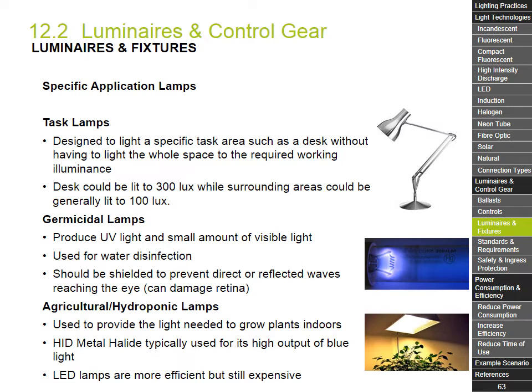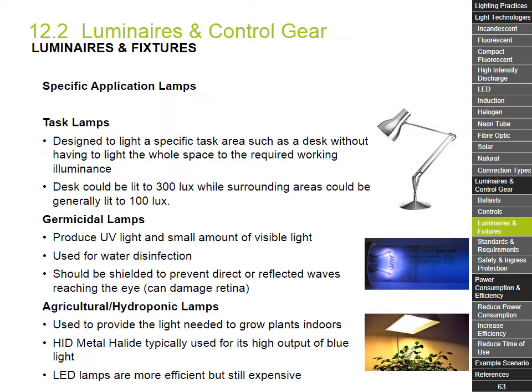Task lamps are designed to light a specific task area such as a desk without having to light the whole space to the required working illuminance. For example, a desk could be lit to 300 lux using a desk lamp, while surrounding areas could be generally lit by ceiling-mounted fluorescents to 100 lux.